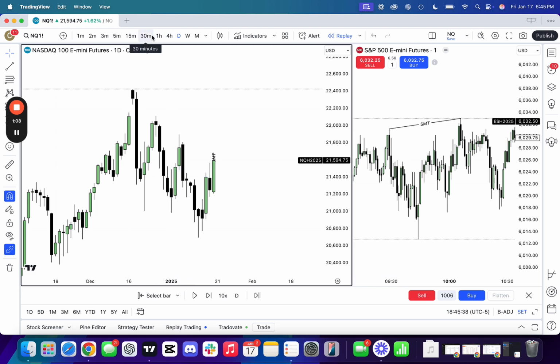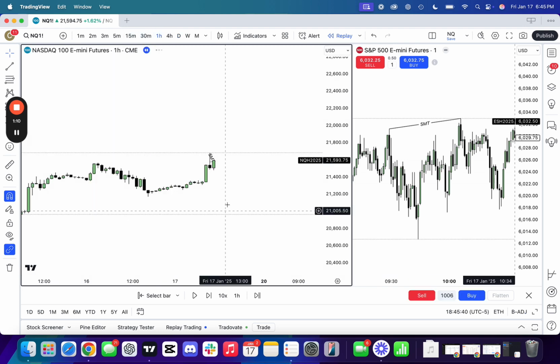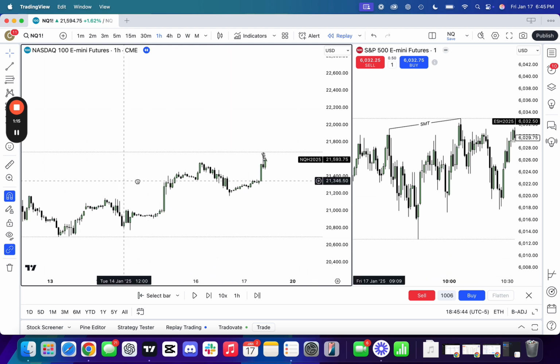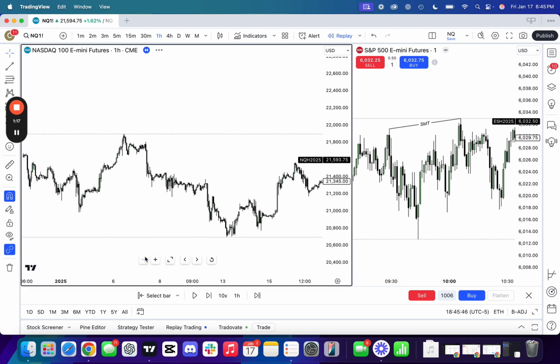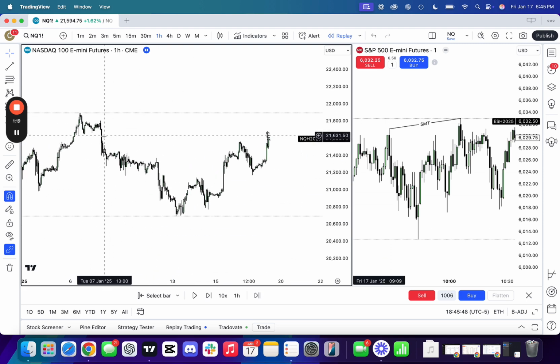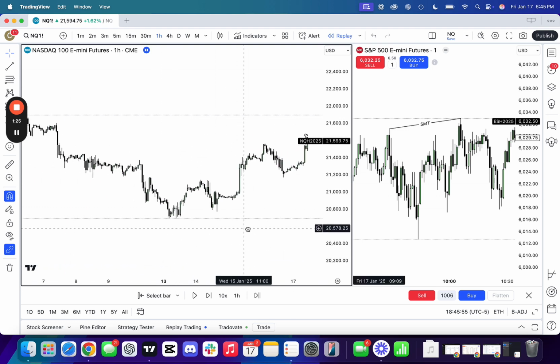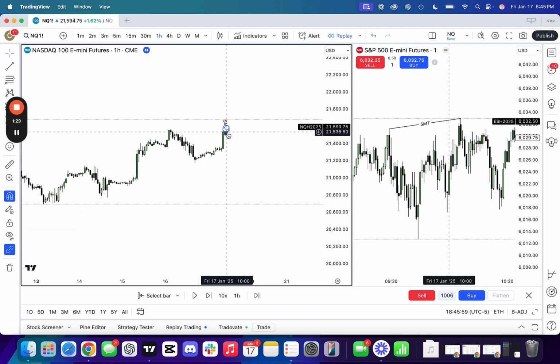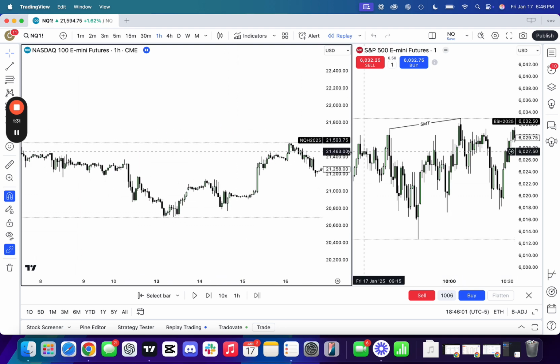So I dropped down to the hourly and looked for PD arrays. Obviously, we have this huge bearish fair value gap right here that price traded into. So I tried trading a 5-minute change in state of delivery out of that fair value gap, but as you can see, we sort of just consolidated inside of that fair value gap today.